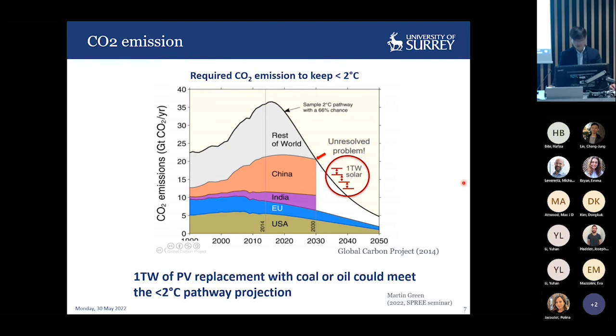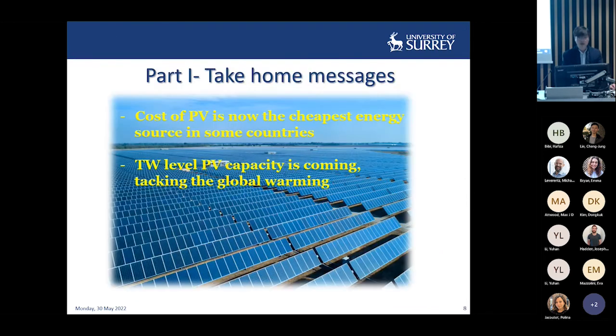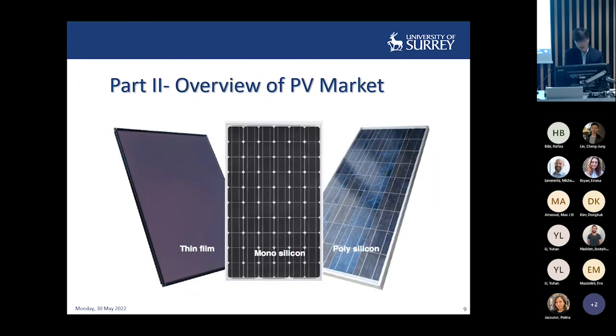So we can see that PV is now playing a very important and major role, not only in reducing the cost of electricity, but also in CO2 emission. That was a brief summary of where we are in terms of solar energy. The cost of PV is now the cheapest energy in many countries, and we are expecting to have a terawatt level of PV capacity by 2030.